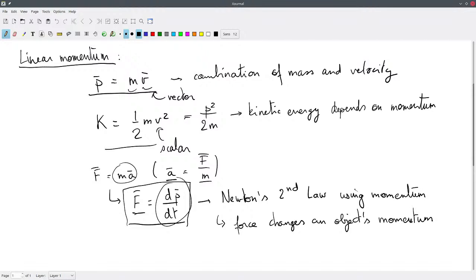Okay, an equal force, therefore, will cause an equal change in momentum, but for an object that has a smaller mass, that will mean a larger change in velocity, all things equal.